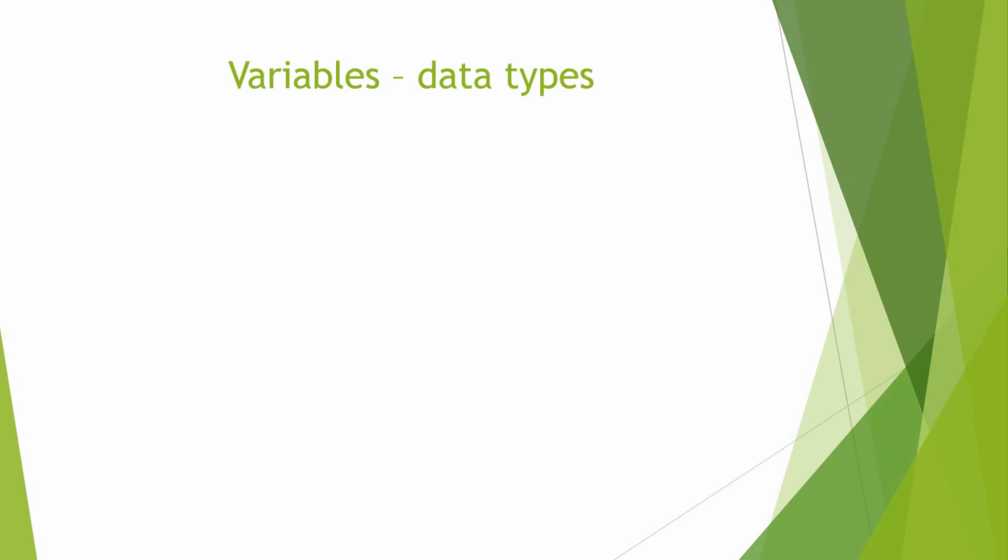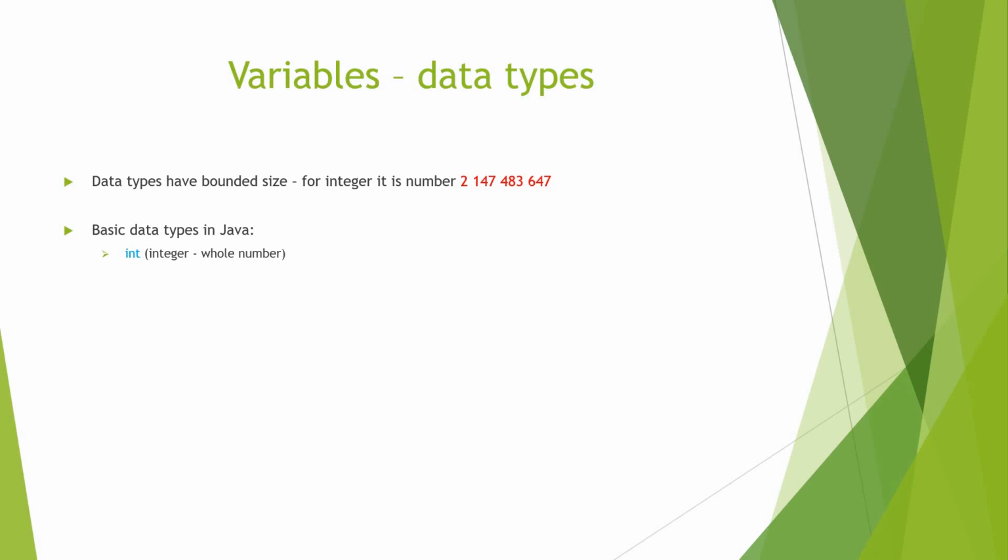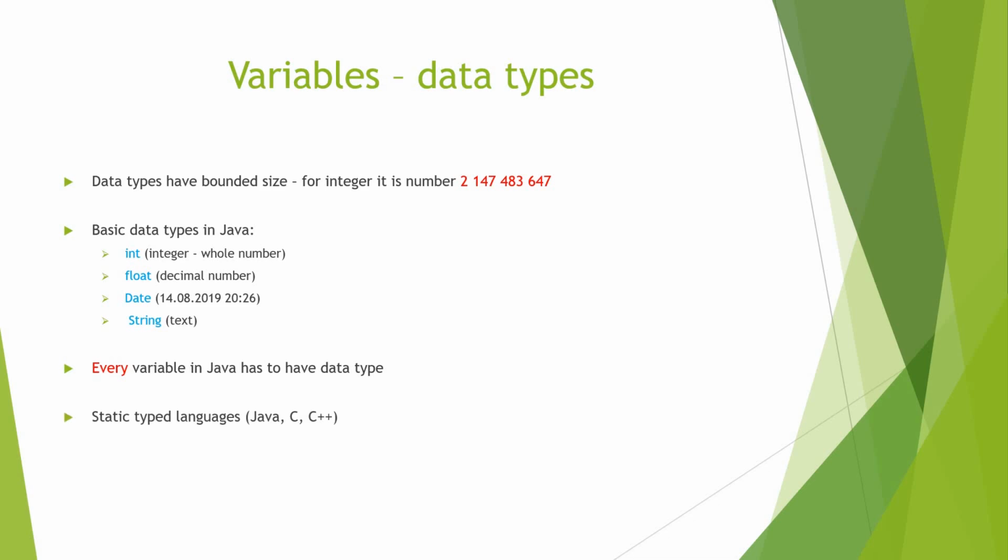For example, integer can be greater than this number you see. The most common data types are integer, which is a whole number, float, which is a decimal number, date, and string, which is some text. Java is a static typed language. That means that we always have to specify data type of a variable. Once data type is specified, it can't be changed. Other languages that are static typed are C, C++, Scala, and some more.